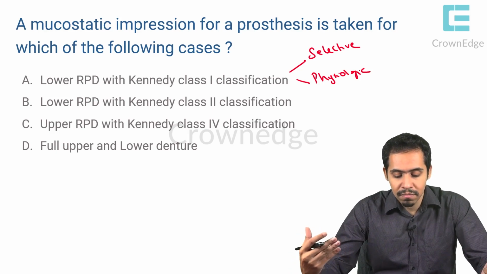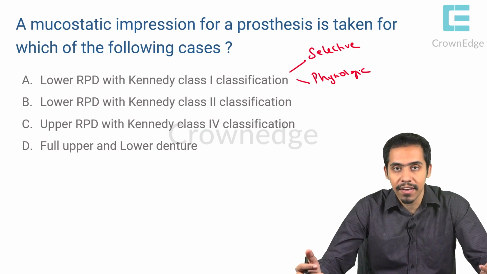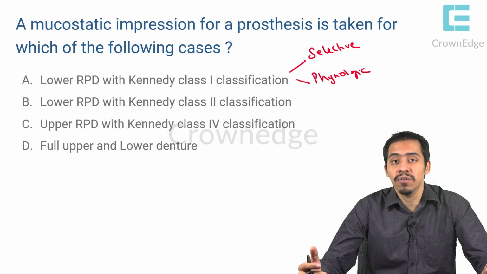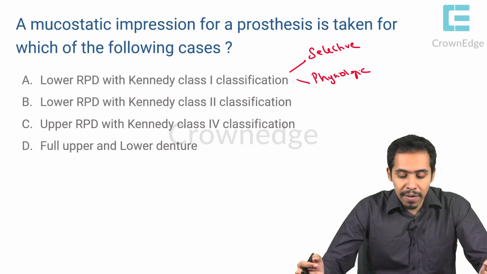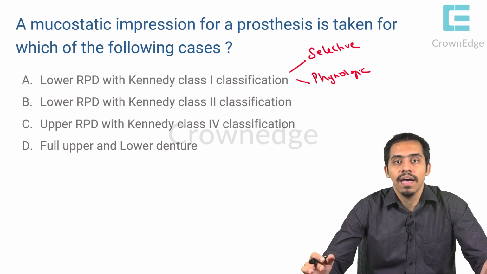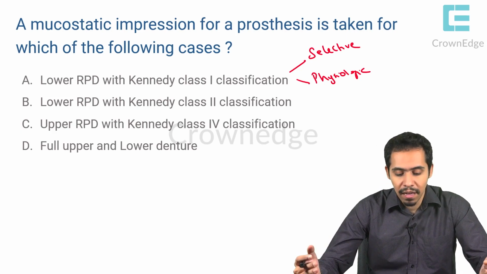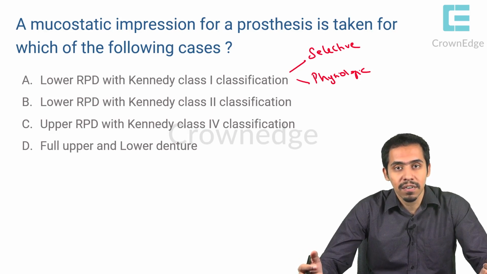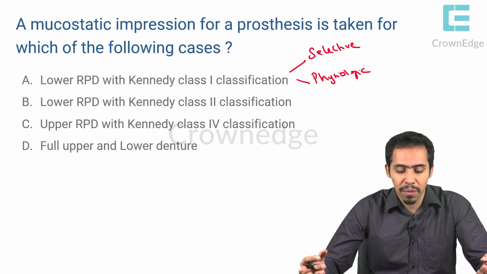The second option is again a lower RPD with Kennedy's class 2. When I say class 2, I mean a unilateral edentulous area. Again there I would prefer going for a physiological impression technique compared to a mucostatic. Third option says upper RPD with a Kennedy class 4 classification. Class 4 is an edentulous area in the anterior which crosses the midline with no edentulous area posterior to it. That is your class 4 of Kennedy's. Again, in this scenario, I would just stick to my normal functional impression because I have a long span edentulous area, so I would not prefer going for a mucostatic.